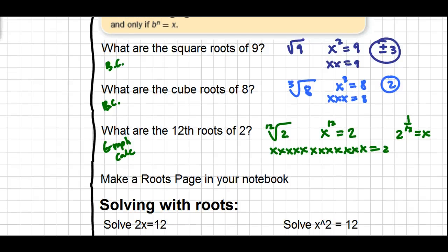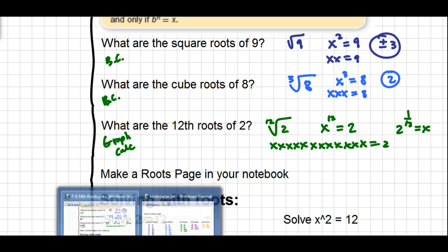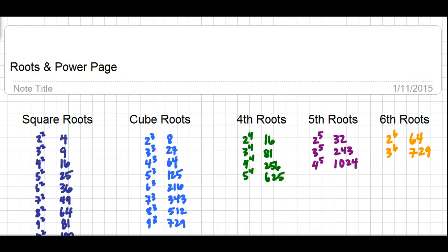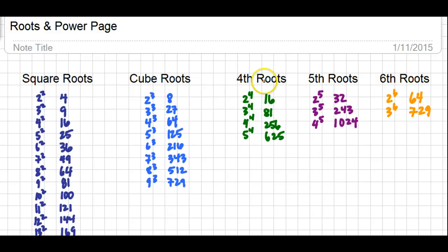To help a little bit with root problems, I want students to do something next in their notebook on a separate page, and that's to make what I call the roots page. So let me show you what that looks like. When you're working with roots, especially roots that you're not as comfortable with, like cube roots, fourth roots, fifth roots, sixth roots, and so on, it might be nice to have a lot of the roots available together in one spot.